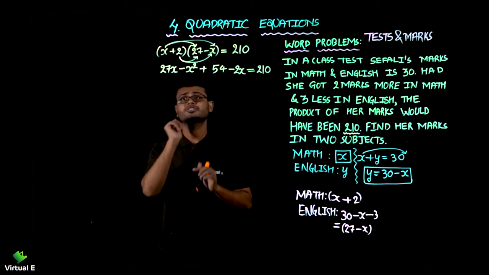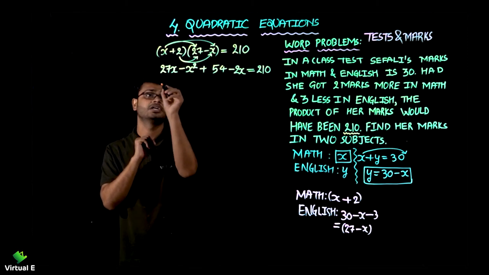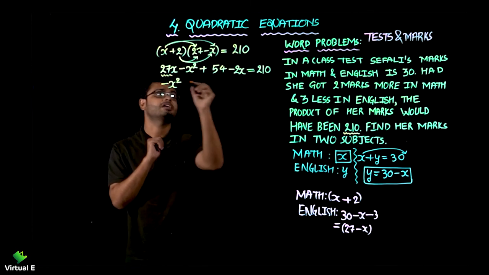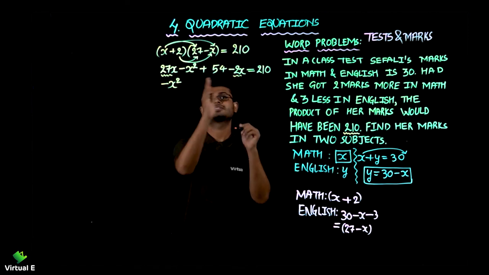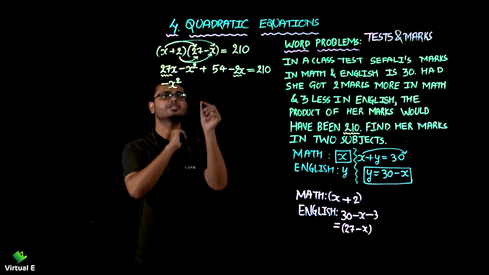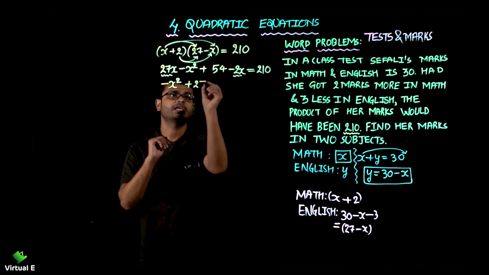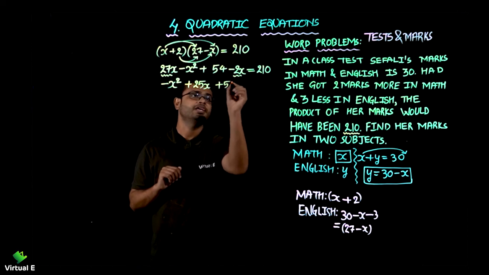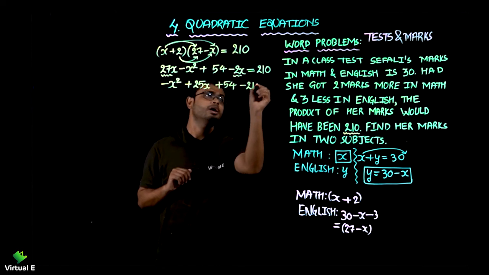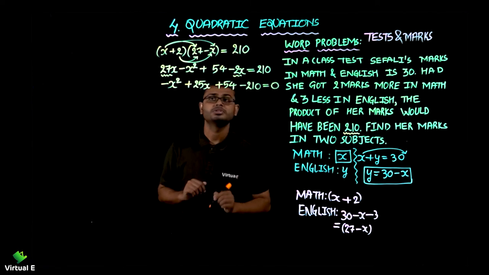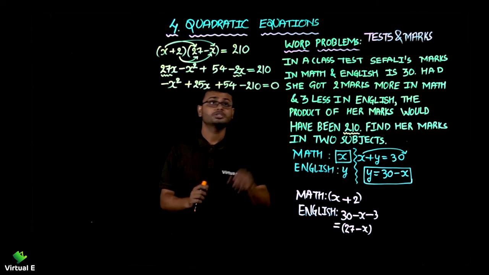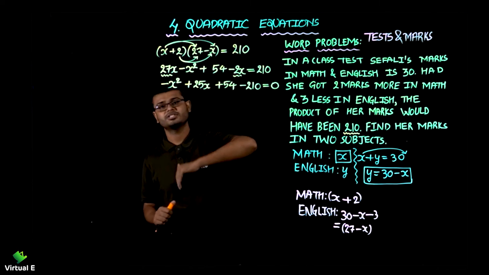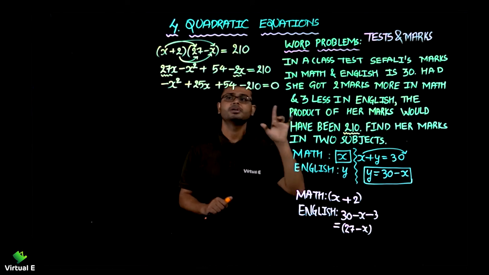First, the term with x square, that is negative in this case, so minus x square as it is. Then the terms with the x variable, which is 27x minus 2x, so 27 minus 2 what? Plus 25x as it is. Then plus 54 minus 210 is equal to 0. Why 0? Because there was only one term, 210, and we shifted it to the LHS side, so there is nothing left, so let's put 0.